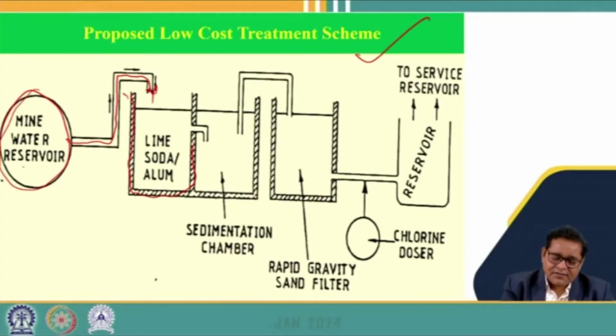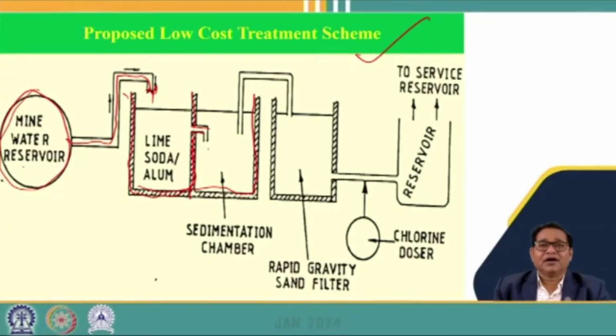So basically a tank is constructed and a divider wall is made in between, and from this divider wall there is an inlet provided so that the water after the first treatment can go into the second chamber for its clarification, which acts as a sedimentation tank.